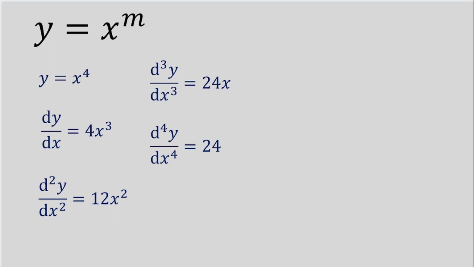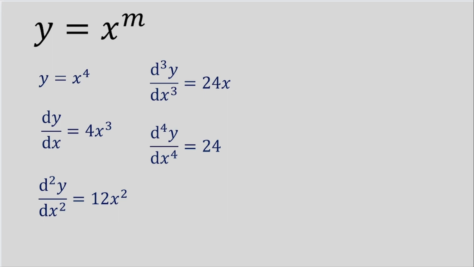Now I want you to look at the pattern of these derivatives. I want you to closely observe what is happening here. Let's observe the first one and the last one. What do we see? Do we see some relationship here? Of course, the first one has x^4 and the last one is 24. So there is a relationship between 4 and 24. Can you figure it out?